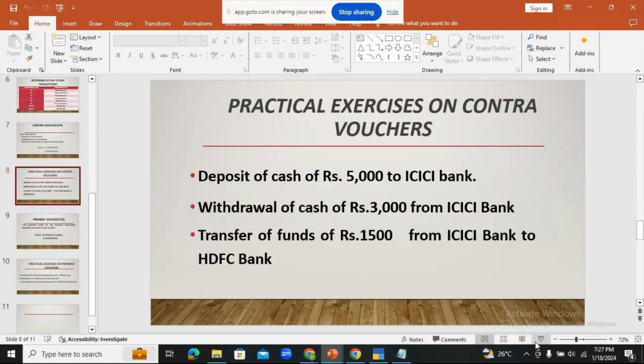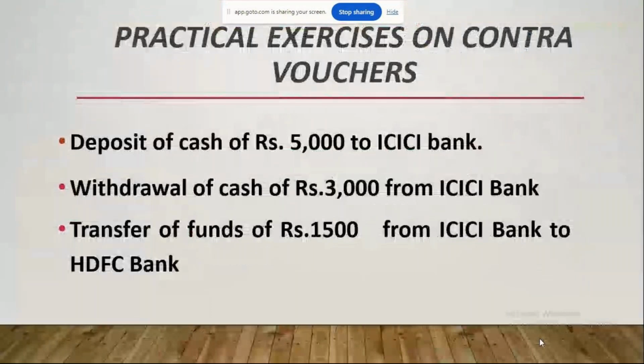So I've given you three basic entries. We are going to make a deposit of 5,000 rupees cash into ICICI Bank. The second entry is a cash withdrawal of 3,000 from ICICI Bank. The third is we're going to transfer 1,500 rupees from ICICI Bank to HDFC Bank. So one is a deposit entry, second is a withdrawal entry, third is a transfer from one bank to the other bank, nothing but your e-fund transfers. How we are going to put up all these three in contra vouchers is what we are going to see now.